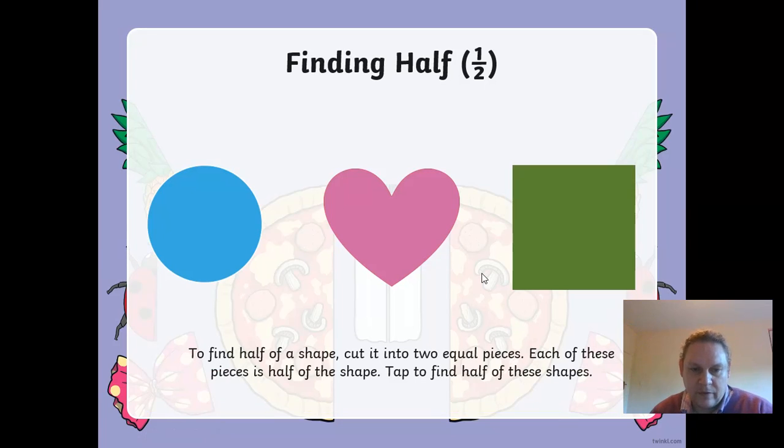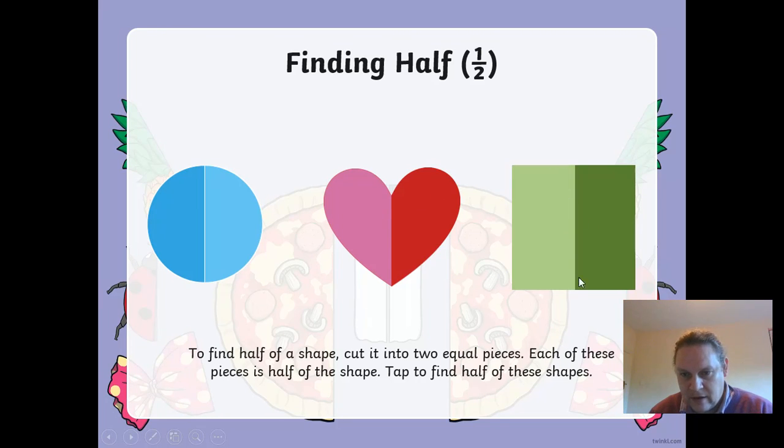All right, finding half. To find half of a shape, cut it into two equal pieces. Each of these pieces is half of the shape. Tap to find half of these shapes. Okay, there's half of our circle, half of our heart, down the middle here. Now these have got to be equally sized pieces, so we couldn't go across this way with a heart, because they'd be different sized pieces, but we go right down the middle. Then we're making sure that we've got two equal sized pieces for the half. And then we've got half of our rectangle shape.